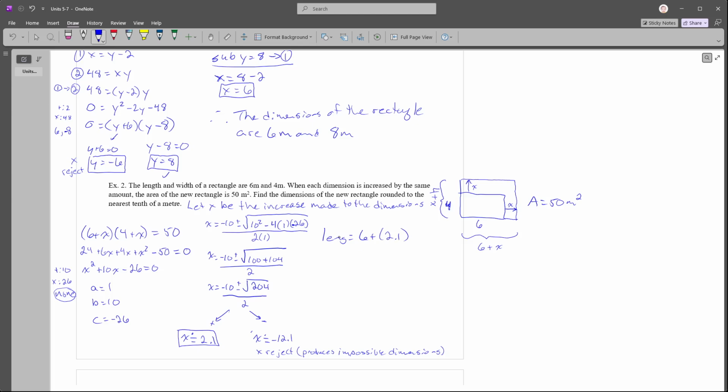I spelled length very, very wrong. That was pretty impressive. Let's try this again. There we go. Length is equal to 6 plus 2.1, and now we want to say approximately, because that 2.1 is approximate as well. So that means our length is approximately equal to 8.1.